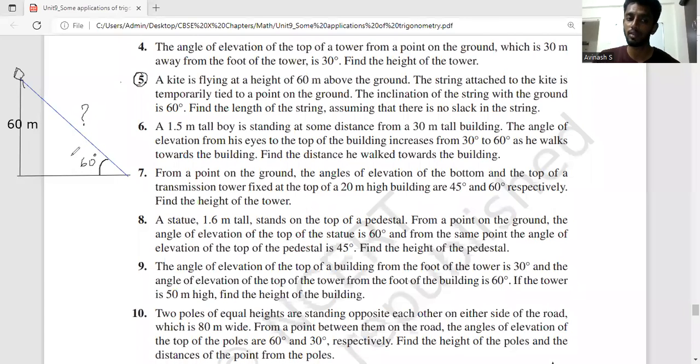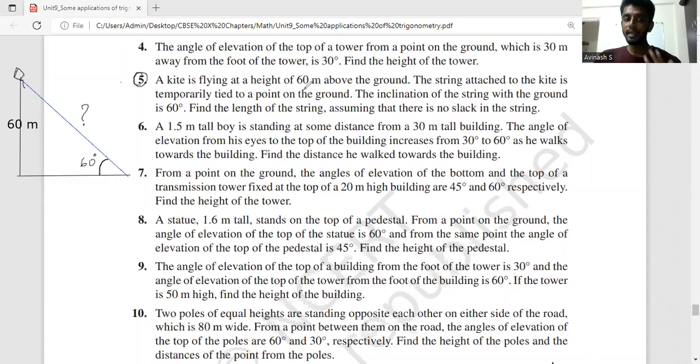We are supposed to find the length of the string, assuming that there is no slack in the string. Slack means there is a bending or something. So let's imagine that the rope is taut, in the sense it's quite strong without any fluctuations. That's what they mean by no slack in the string. No slack means there is no bending, which means we assume it as a straight line. So this is the question.